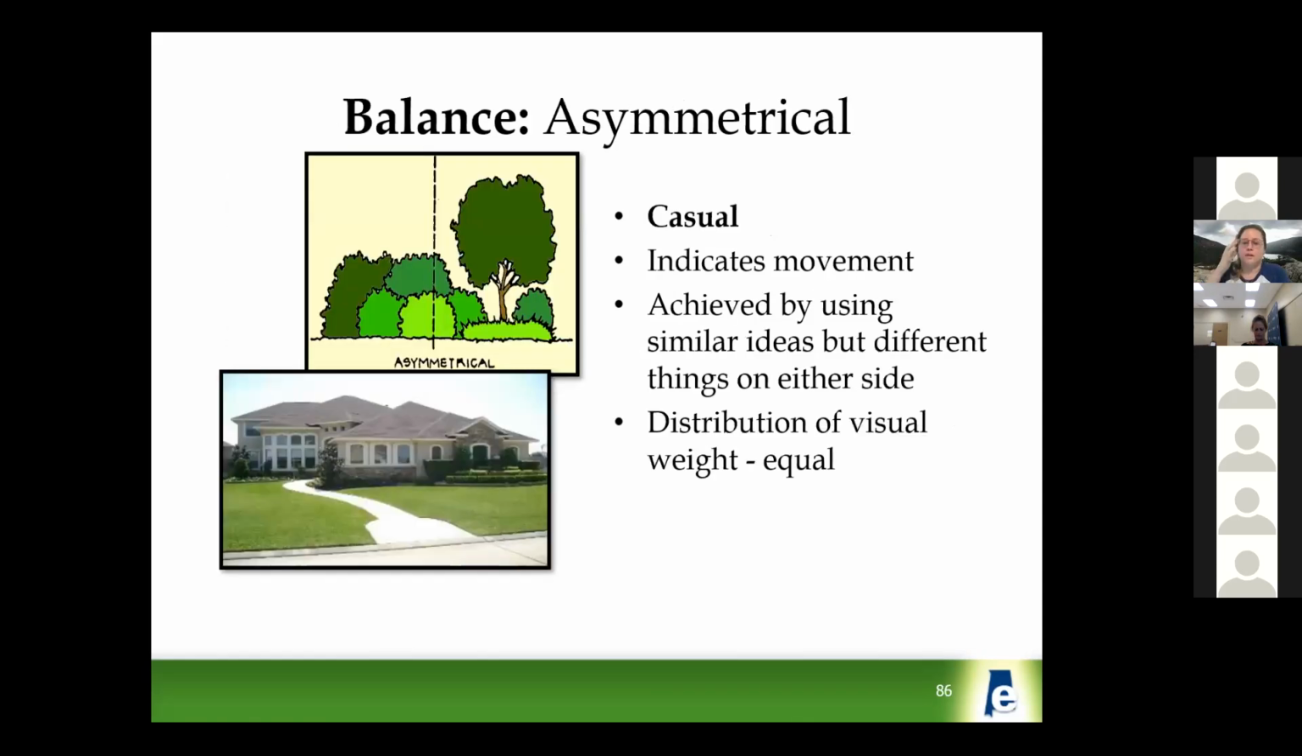Asymmetry has a much more casual feel. It can indicate movement, and with movement, we're not necessarily talking about physical movement, but eye movement as well, because you've got a little bit more variety going on. But we're still distributed evenly. The visual weight is still equally distributed. So in that top picture, yes, we have more mid-sized plant material on the left, but on the right, we've got tall and short. So yes, it's different, but the visual weight when we're looking at it is the same.